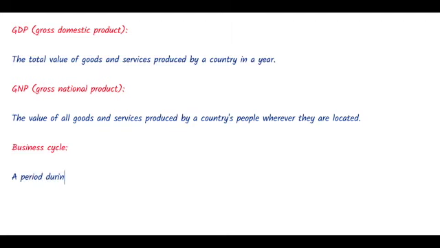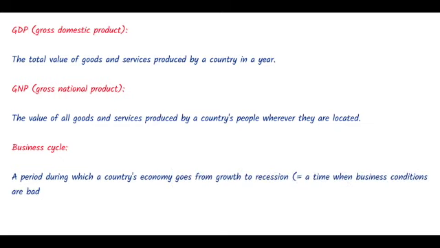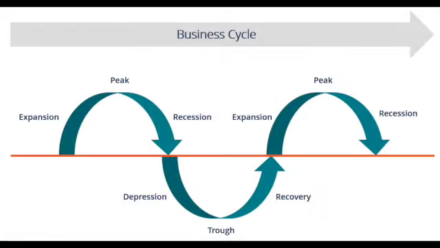A business cycle is a period during which a country's economy goes from growth to recession, a time when business conditions are bad, and back to growth. So here's a little graph so that you understand. As you can see, all economies go through expansion, then a peak, then recession, and then sometimes through depression, and then recovery, and it starts again. So that's why it's a cycle.